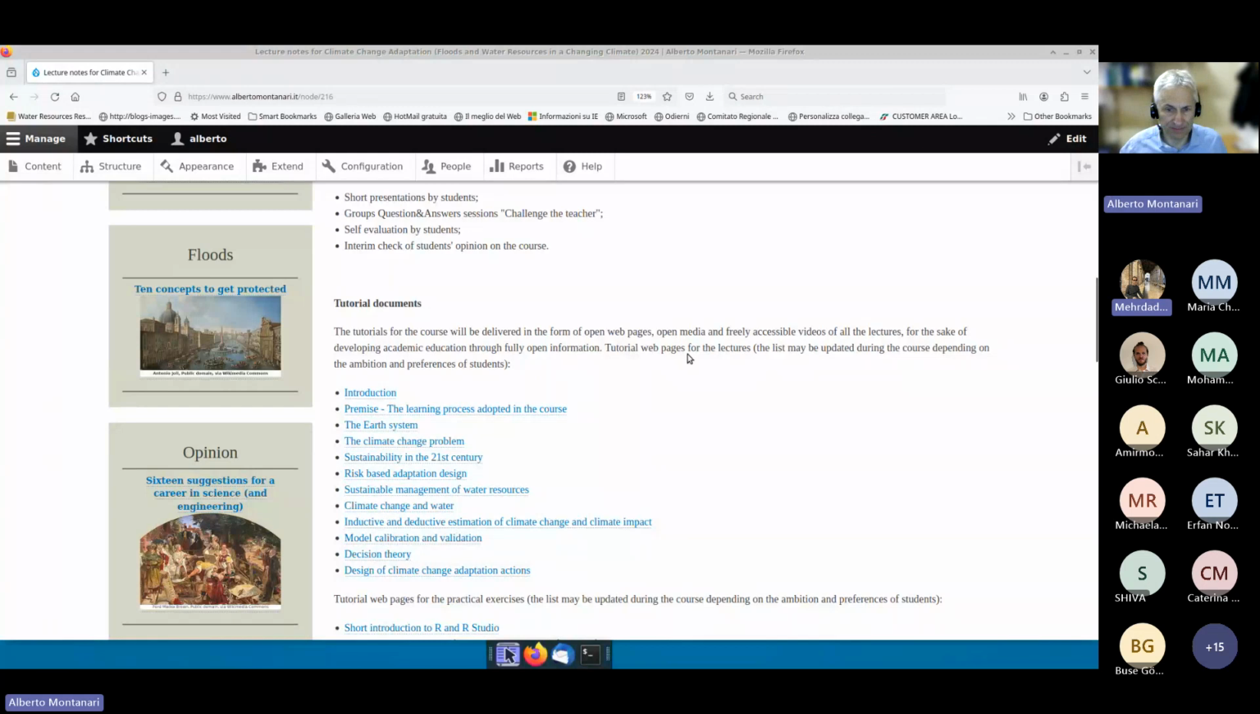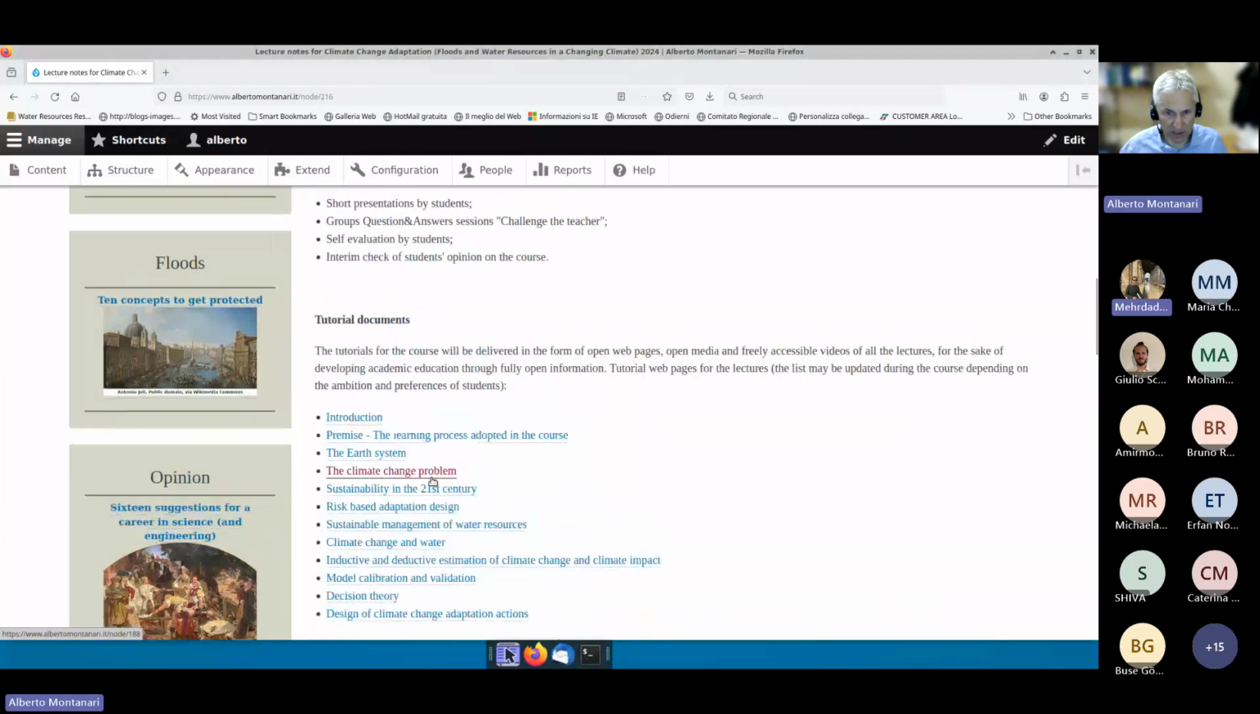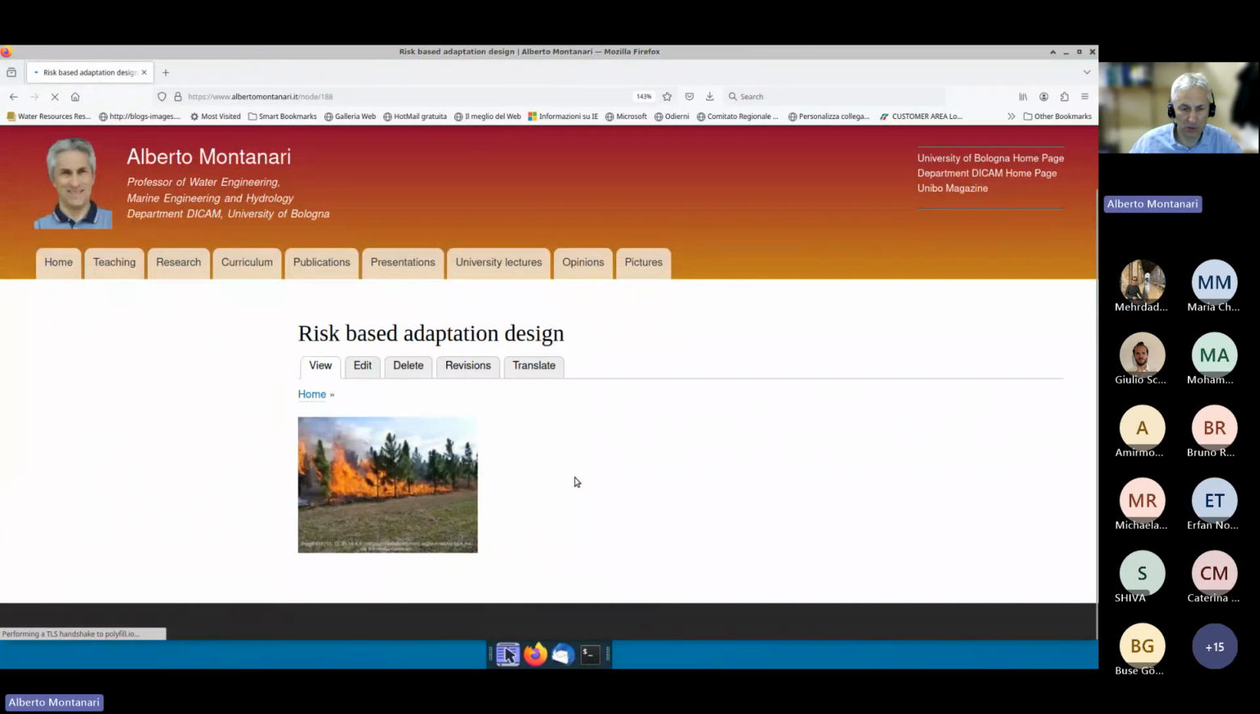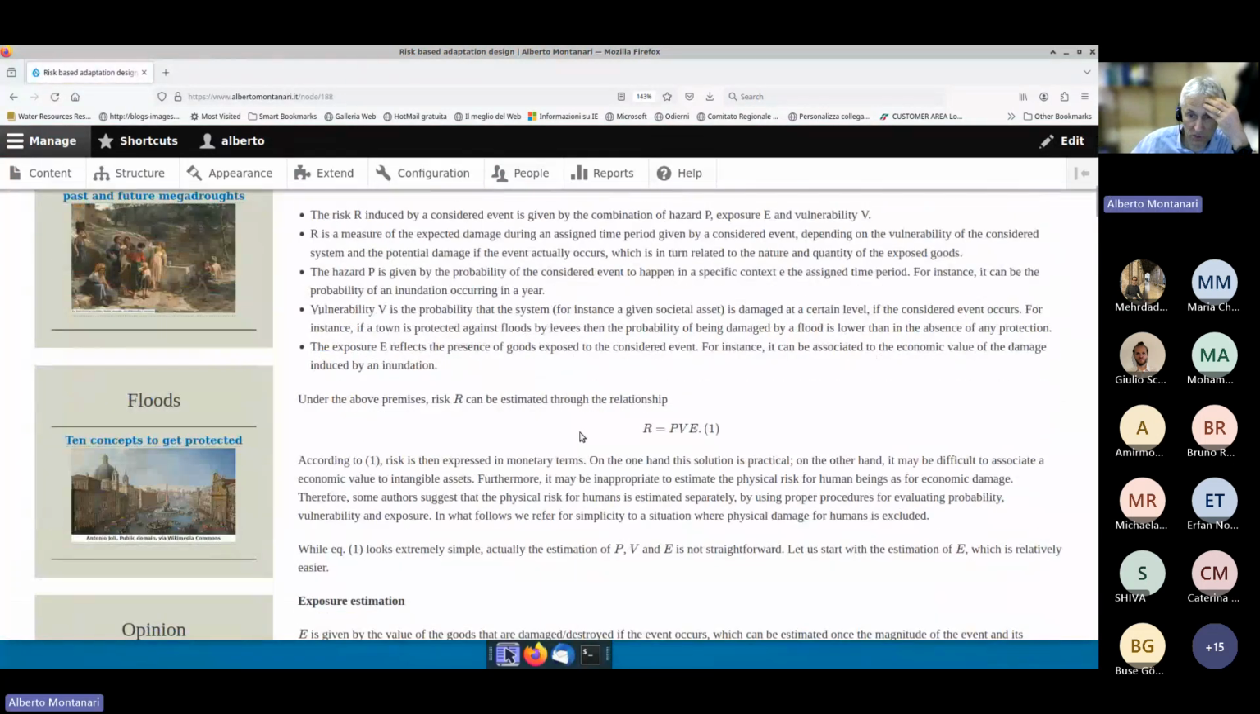As you can see on the screen, this is a list of our links. Let's click on risk-based adaptation design. So on Monday, we introduced the risk equation, which is this one.